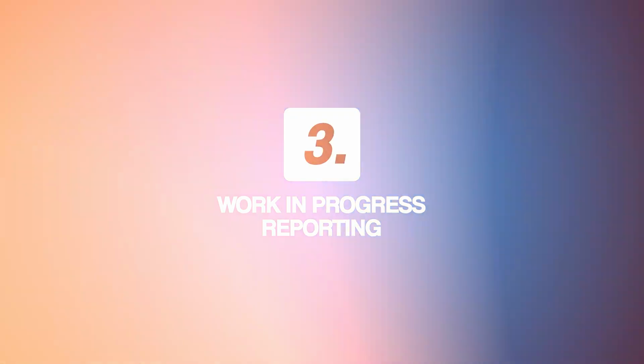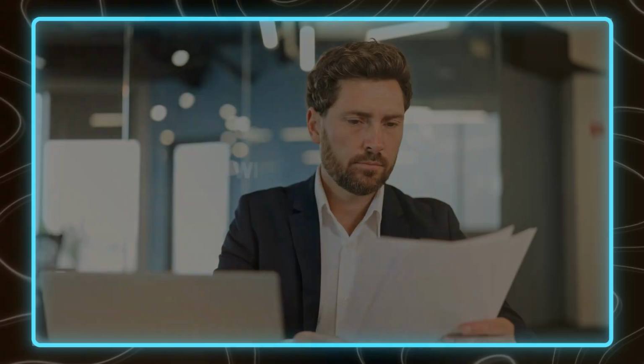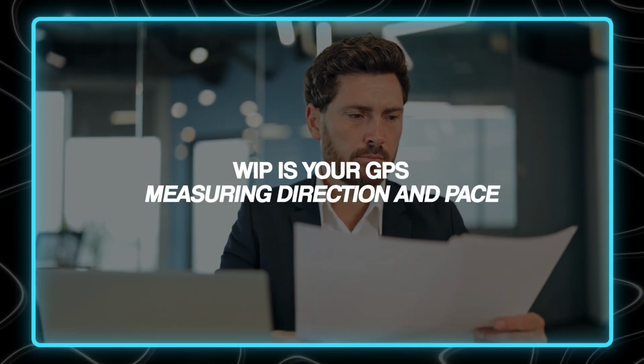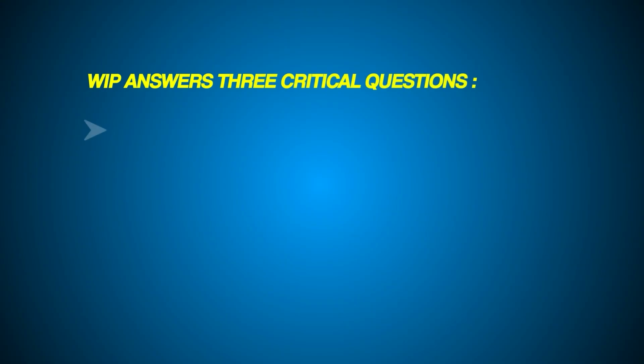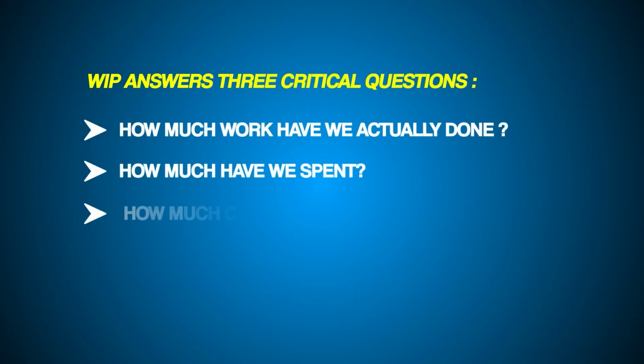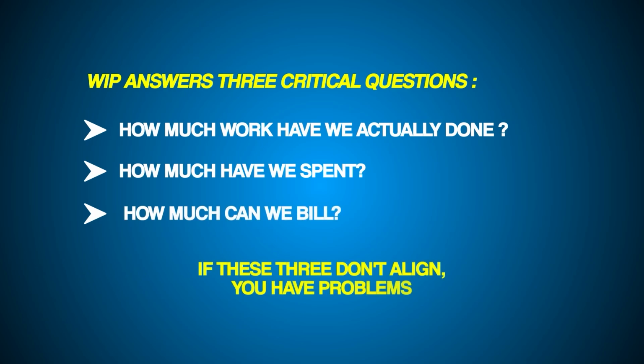Okay, let's talk about WIP, work in progress reporting. If job costing is your speedometer, WIP is your GPS. It tells you not just how fast you're going, but whether you're even heading in the right direction. WIP answers 3 critical questions: how much work have we actually done, how much have we spent, and how much can we bill? When these 3 don't align, you've got problems.